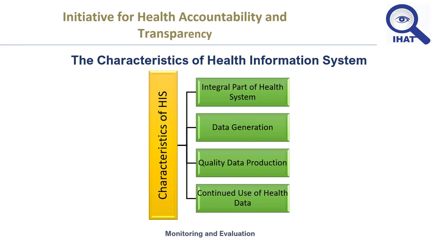Let us now look at the characteristics of health information system. We can look at the four distinct characteristics. Health information system is an integral part of health system. In fact, health information system is a building block of the health system. And one of the characteristics is that it generates data and information and is often responsible for quality data production and continuous use of health data. These are key issues that the health information system provides.